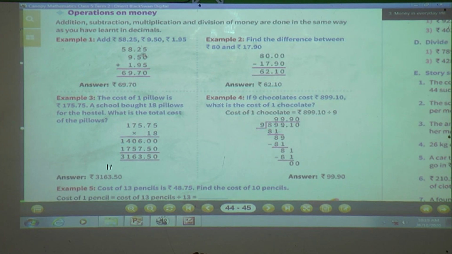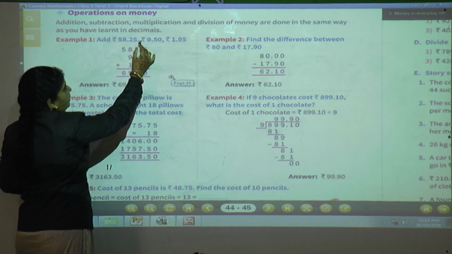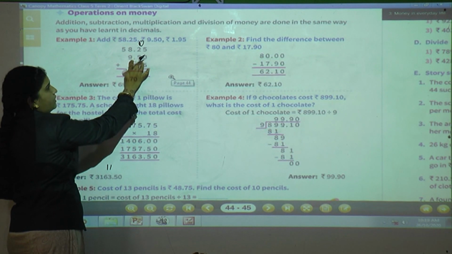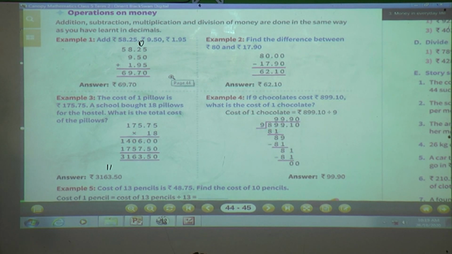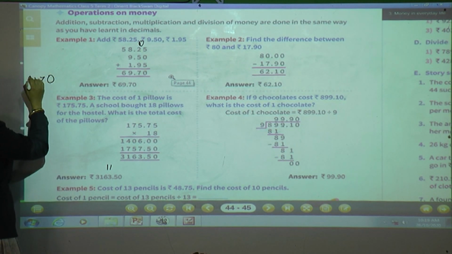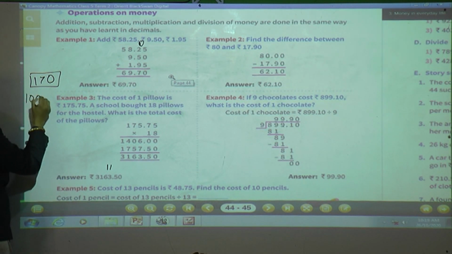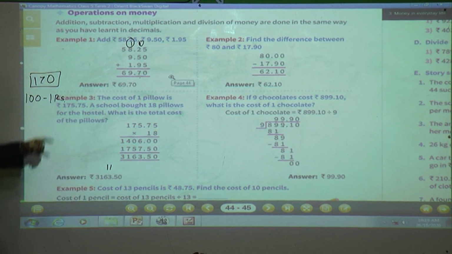See here, when we add the money, 5 plus 5, 10, and 1 will carry. 9 plus 1, 10, 10 plus 5, 15, 15 plus 2, yes students, 17. But we'll get this one. But we know that 100 paise is equal to 1 rupee. That means just subtract 100 from 170, you will get 70 and carry 1 here. Okay, and then you add.